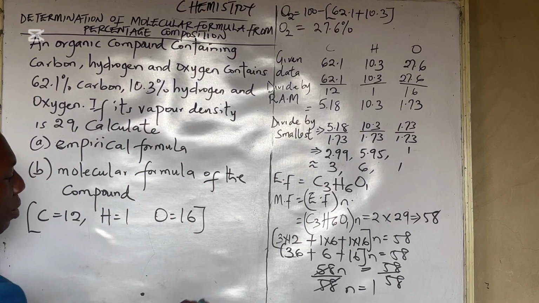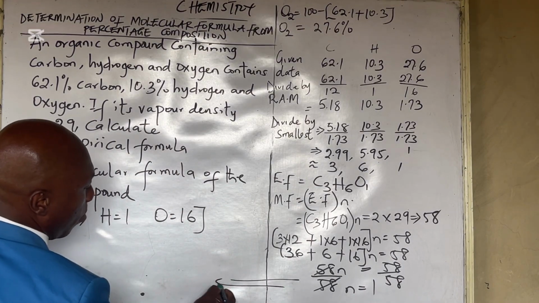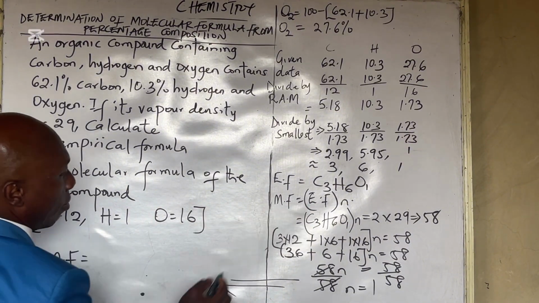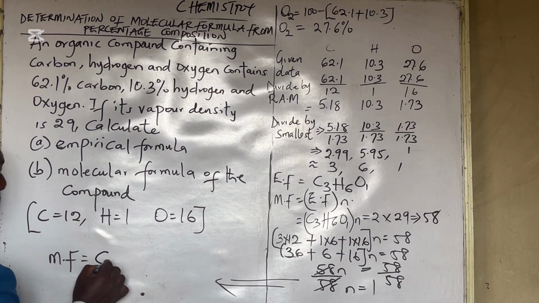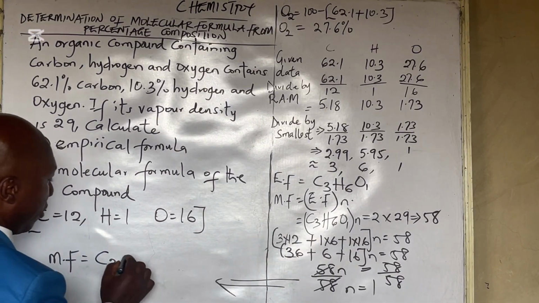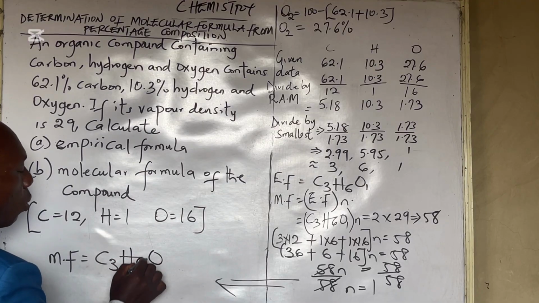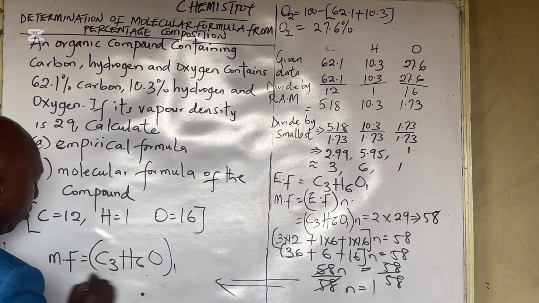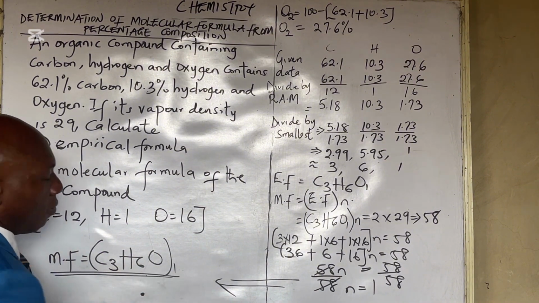So I'm coming here now. Our molecular formula will be C3H6O, and our N is 1. So this is the molecular formula.